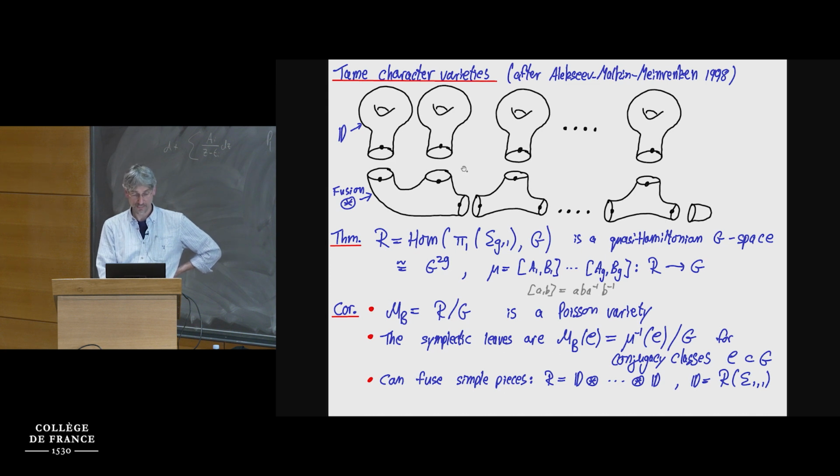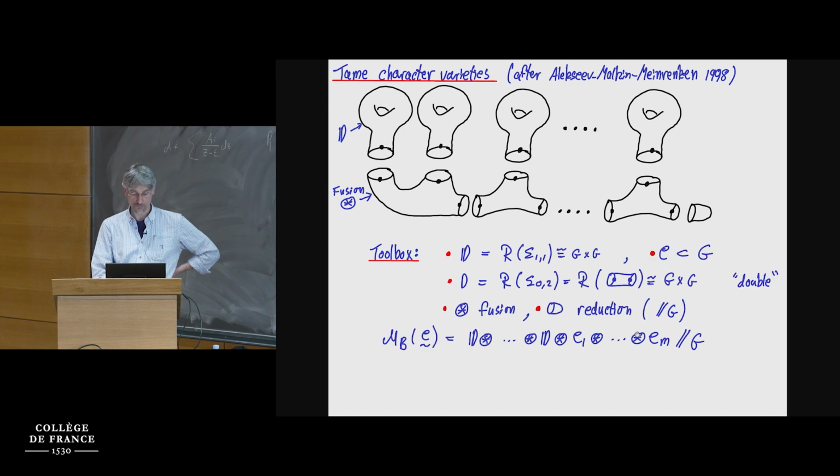So basically, there's the internally fused double and the fusion operation, and then the reduction is just this capping off. And so that's what they did. There's this toolbox and these operations. And so all of the spaces are just the fusion of these pieces, and then a conjugacy class at each of the punctures or the holes, and then you reduce.